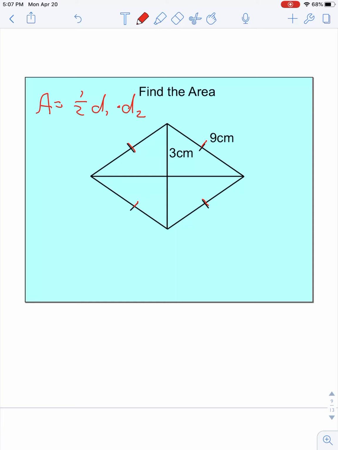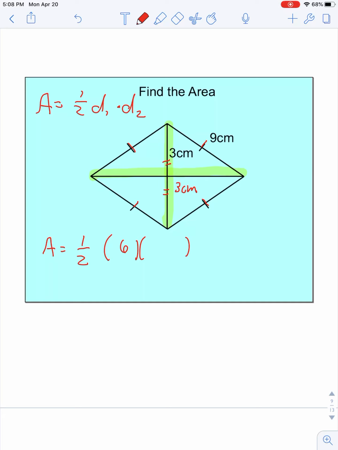I know that now because I don't know anything about the angles. I can't say it's a square. So that's where I need to use the diagonals. Here's one of the diagonals. Here's the other. It doesn't matter which you call diagonal 1 or diagonal 2. That's arbitrary. But now we can take area is equal to 1/2 of diagonal 1 times diagonal 2. Well, remember that in any parallelogram, the diagonals bisect each other. So that means this also has to be 3 centimeters. So that means one of the diagonals is 6.